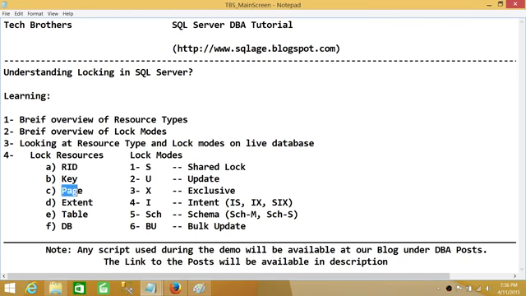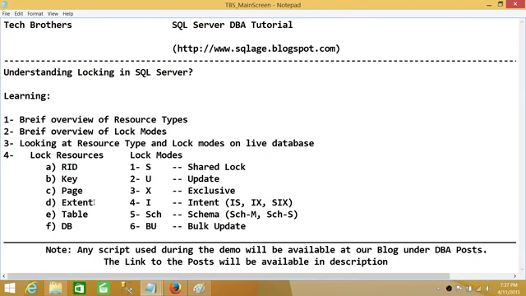The other is page. All the data in SQL Server gets stored in terms of pages on the storage. A page is 8 KB. So SQL Server can go ahead and lock a page in the database. This becomes one more resource for SQL Server to lock. And another is extent. An extent is a combination of pages. 8 contiguous pages together make an extent, and SQL Server can go ahead and lock the entire extent.